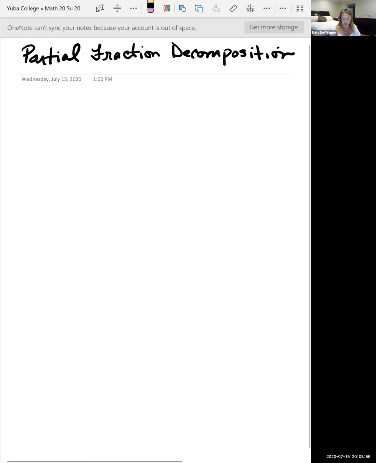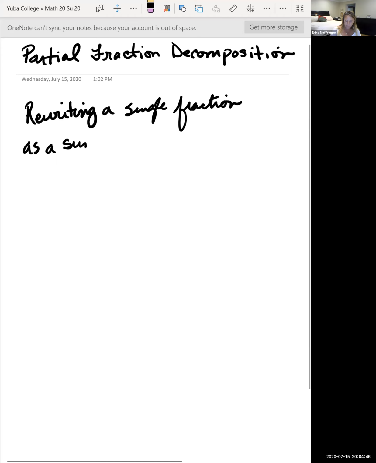So it really depends on how your denominator factors, depends on how you're going to rewrite your fraction. So, rewriting a rational, in terms, rewriting a single fraction as a sum or a difference of simpler fractions.